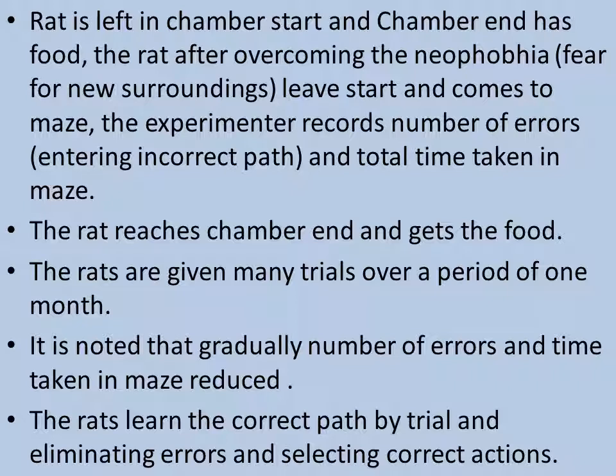The experimenter records the number of errors and total time taken in the maze. The rat reaches the end chamber and gets the food. Rats are given many trials over a period of one month. It is noted that gradually the number of errors and time taken in the maze is reduced. The rat learns the correct path by trial, eliminating errors and selecting the correct action.